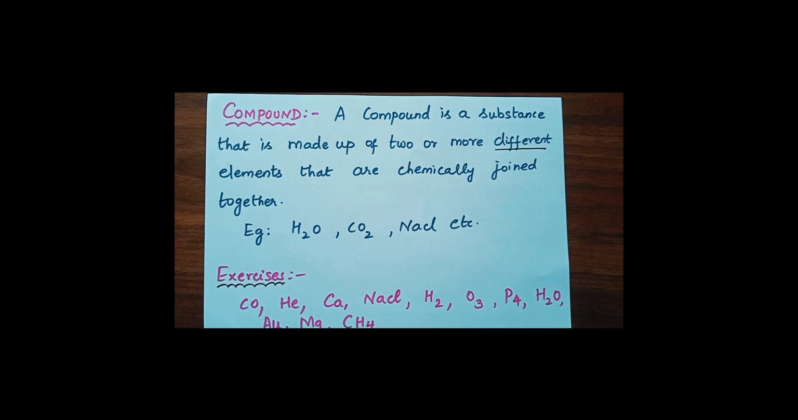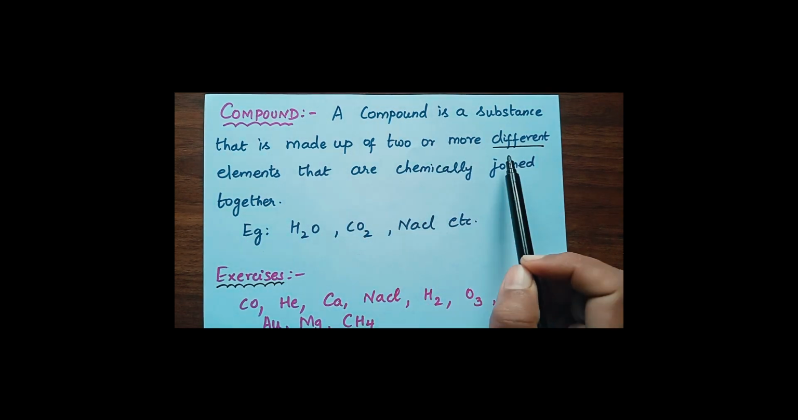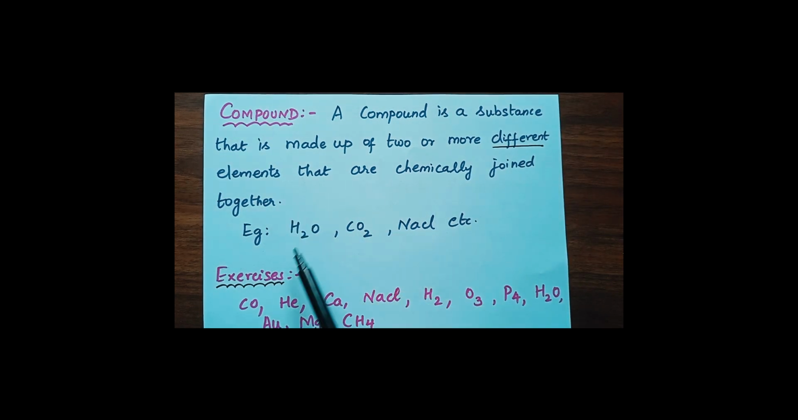Now we see what is a compound. A compound is a substance that is made up of two or more different elements that are chemically joined together. For example, H2O, CO2, NaCl, etc. In H2O there are two hydrogen atoms and one oxygen atom present, so we call this a compound because there are two different atoms present.